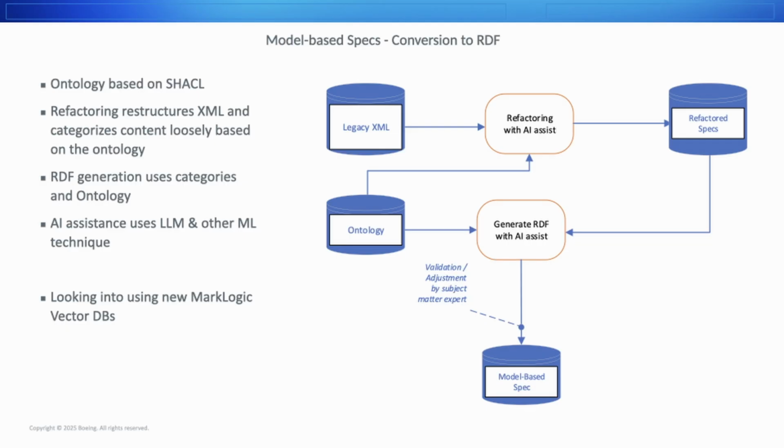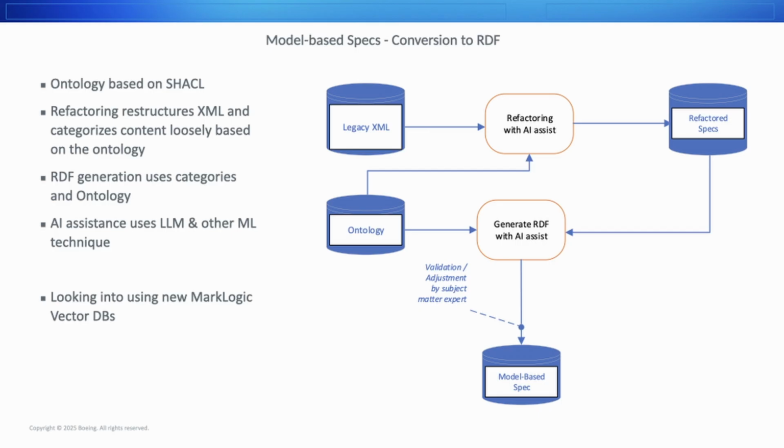So I wanted to talk about how we're going to migrate from a document structure in XML to RDF. That involves several different steps. One is refactoring. We're taking existing document structures and refactoring, reorganizing the content, breaking it up. We also have an ontology that we use in order to drive the refactoring. So we have semantic tags that just provide categorization of topics, driven by the ontology.